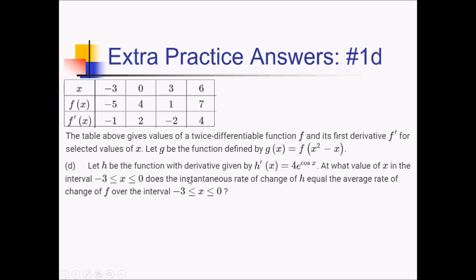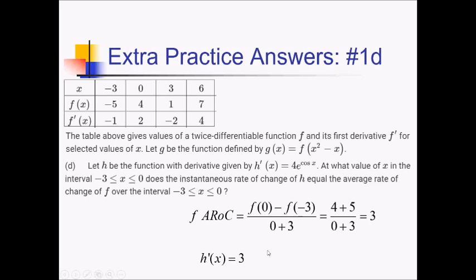So that's going to be f of 0 minus f of -3 over 0 minus -3, or 0 plus 3. So that's going to be, let's see, f of 0 is 4, f of -3 is -5, so we have 4 plus 5 over 0 plus 3. That's 9 over 3, which is 3. So basically, we want to know then where h prime, the instantaneous rate of change of h, takes on a value of 3. So let's do this on the calculator.